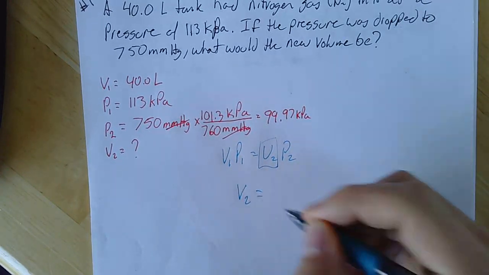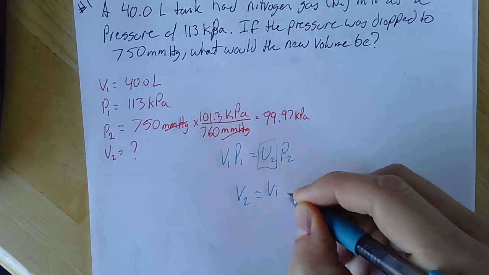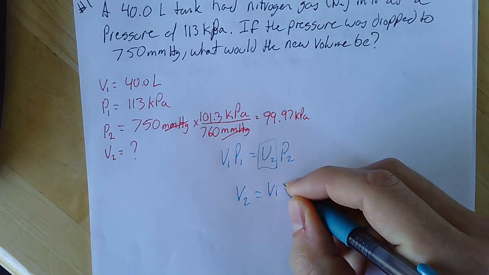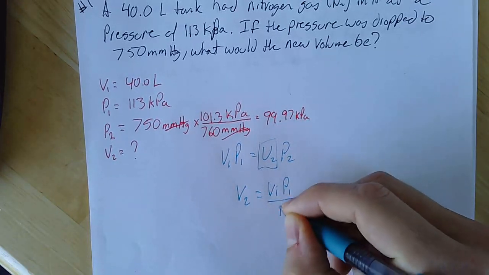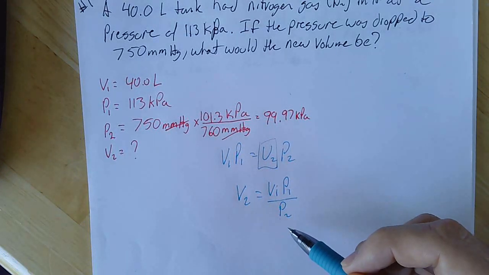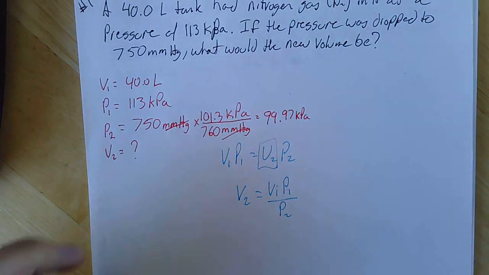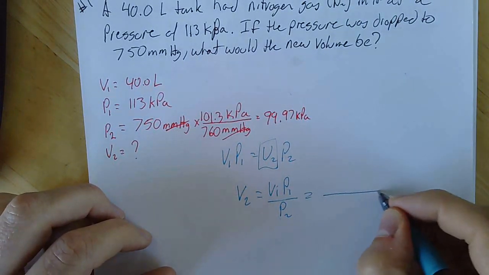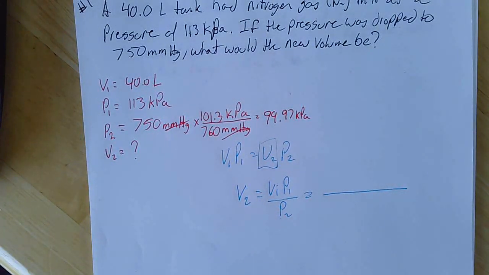So V2 is going to be equal to V1 P1 over P2, right? And it should make sense, because now those pressure units are going to cancel each other out, and you're left with a volume unit. Perfect. If we write it this way, now we can toss in our numbers, right?